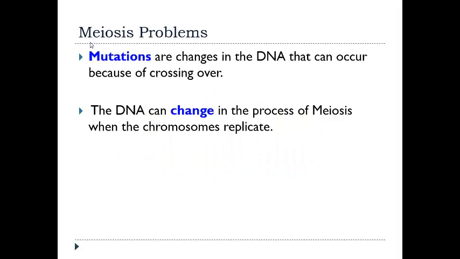So meiosis problems. Occasionally some problems occur during meiosis. These are called mutations, and they are changes in the DNA that can occur because of crossing over. The DNA can change in the process of meiosis, and when chromosomes replicate. So basically, sometimes when the chromosomes replicate, remember we have those sister chromatids. Sometimes when they're supposed to split and each go their own separate ways, we have this problem where they only go one way. And we end up with too many chromosomes in one organism, or in one of the sex cells. So we'll talk more about the implications of this in the next slides.